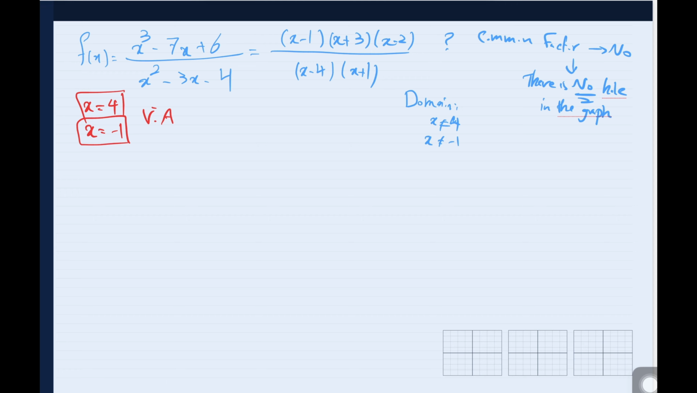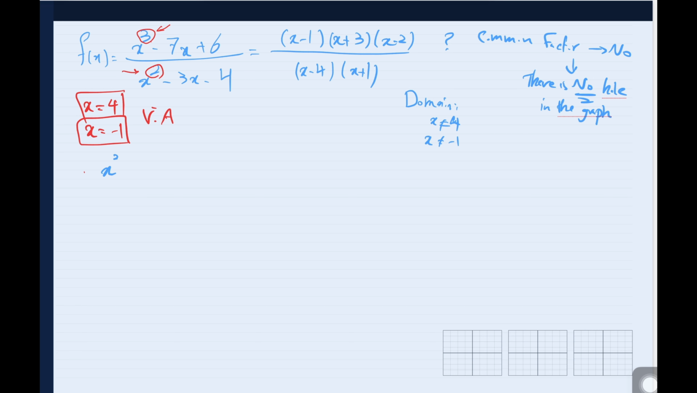Okay, now I found vertical asymptotes. Is there any other kind of asymptote? We're supposed to look at the exponent of the leading terms in the numerator and in the denominator. The numerator is 3, and the denominator is 2. Because the power of the leading term in the numerator is 1 unit greater than the power of the leading term in the denominator, we'll have an oblique asymptote. How can I calculate that? Just long division.